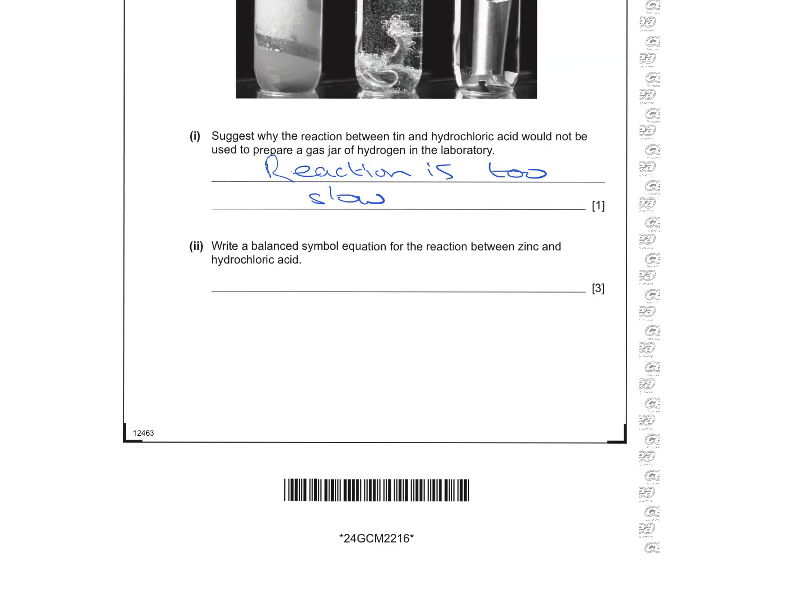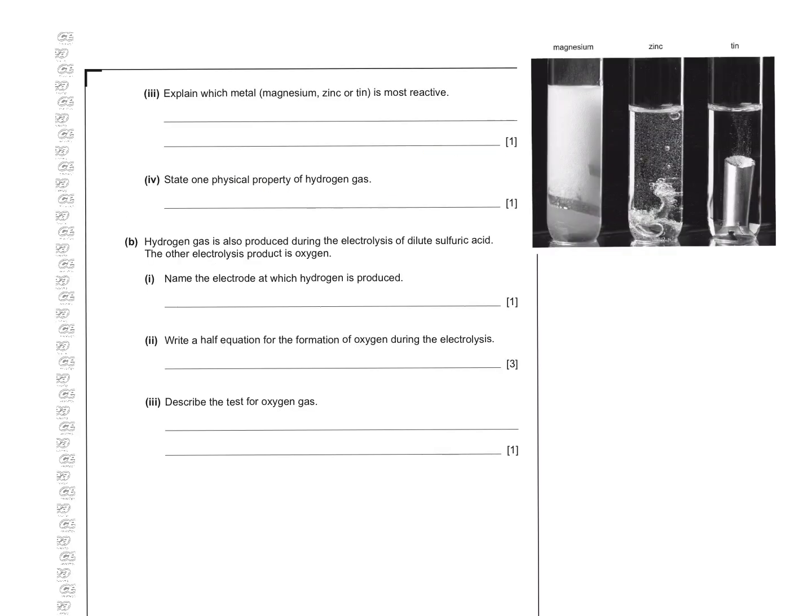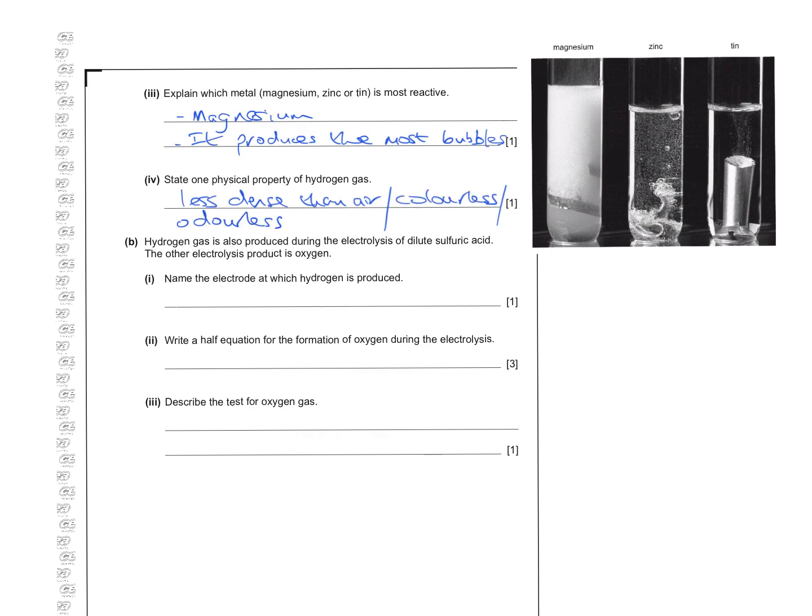Part 2, zinc plus hydrochloric acid goes to give zinc chloride and hydrogen. And then to balance it, we would need 2 hydrogens and 2 chlorines on the left, so we put a 2 in front of the HCl. Part 3, explain which metal is the most reactive. It's going to be magnesium because you can see that it produces the most bubbles. And one physical property of hydrogen gas, so that's things like less dense than air, or you could say colourless, odourless, or insoluble in water.